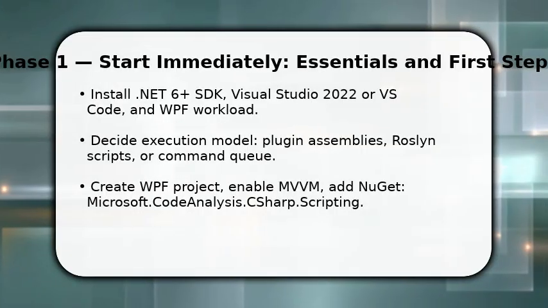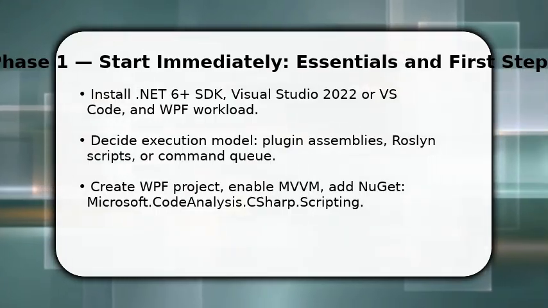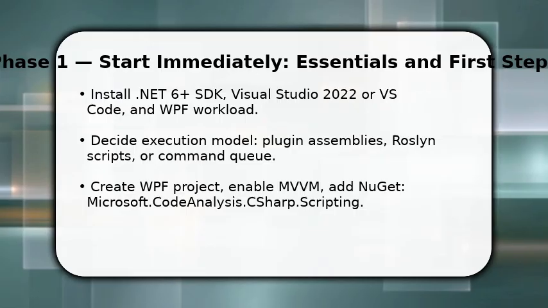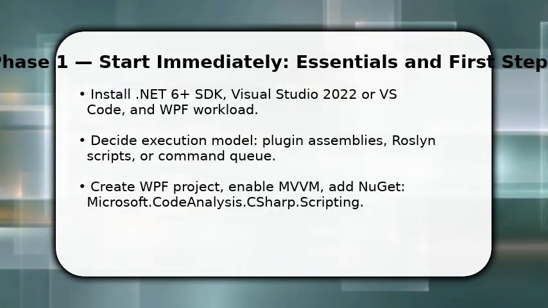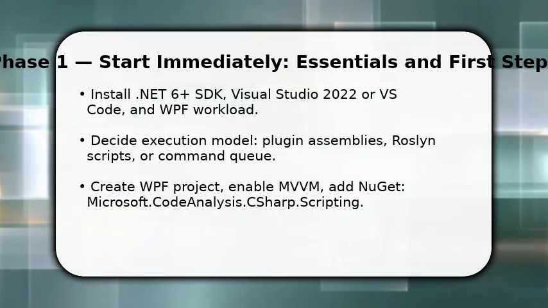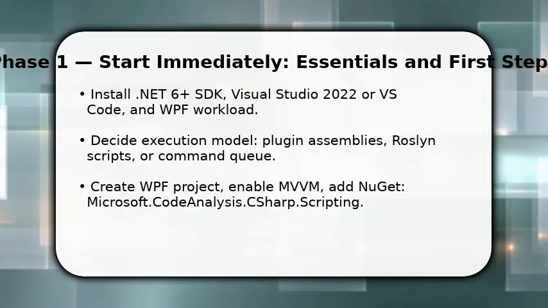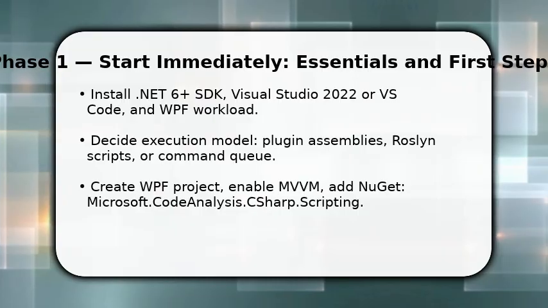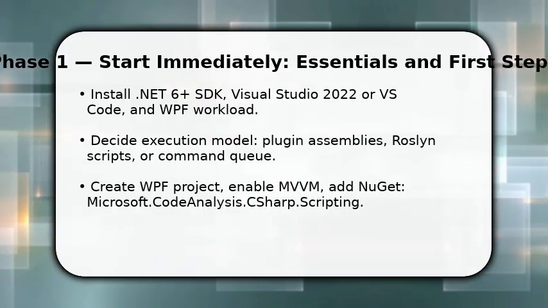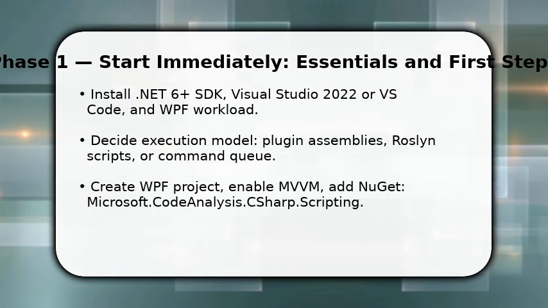You start by preparing the environment so build friction is gone. Install .NET 6 plus and WPF tooling, then create a new WPF MVVM project. You choose an execution model: plug-in assemblies for compiled modules, Roslyn scripting for dynamic scripts, or a command queue for predefined actions. Once done, add Microsoft.CodeAnalysis.CSharp.Scripting for safe script evaluation, and a logging library for audits.